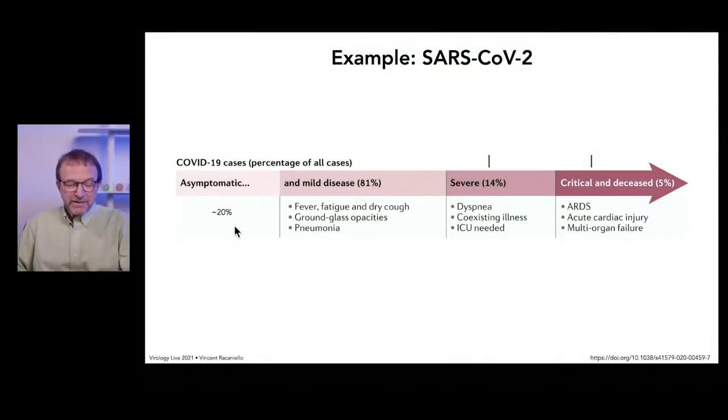Got to know that 20% of cases are asymptomatic. Asymptomatic and mild, 80% overall, so that's a combination of asymptomatic and mild. Mild, we mean fever, fatigue, dry cough, ground glass opacities in your lung, which you can see on an imaging, pneumonia. These can be mild. Maybe you wouldn't call pneumonia mild, but it can be. And then 14% severe disease and critical and deceased 5%. But the key here is that 20% asymptomatic. These people don't feel anything. But if you measure them, you can get signs of infection. That's what I want you to get out of this.